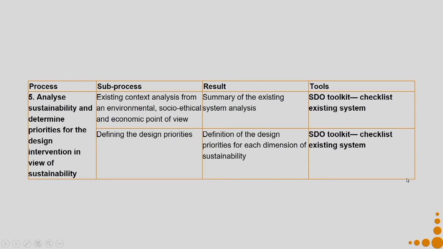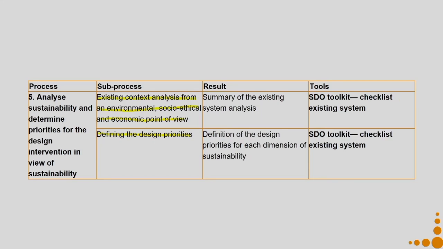This process says: analyze sustainability and determine priorities for the design intervention in view of sustainability. How do we do this? Do an existing context analysis from an environmental, socio-ethical and economic point of view and define the design priorities. This is of the existing. Why do I do it after going through the cases of excellence? Because it helps me understand what makes a case of excellence, and then I can do this process a little better. You can also do this process 5 before process 4. There are also times when you might not find cases of excellence. In that case, process 4 can also be skipped.